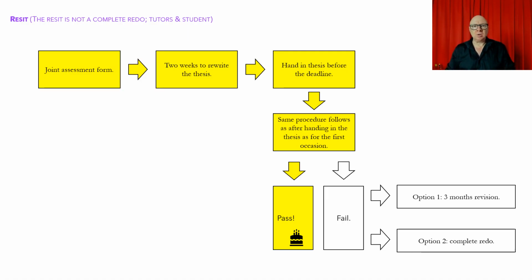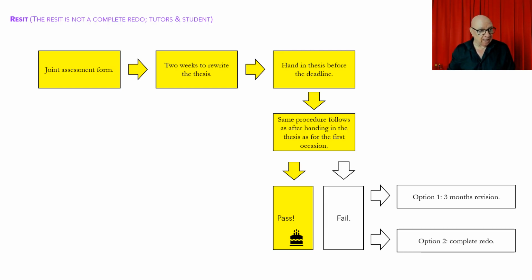Now, what if you want to do a reset or have to do a reset? Then you will have this joint assessment form, and that basically contains remarks from your supervisor and the second reader on the strong points, and also obviously the weak points of your thesis, and you can use the remarks about weak points to try and improve your thesis. You have 2 weeks for that. Then there is a deadline for handing in the reset.